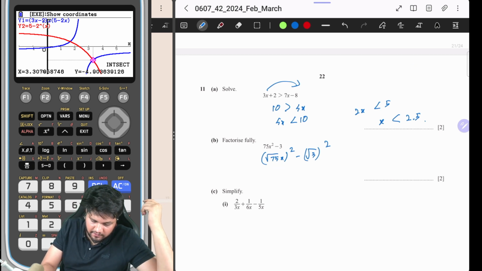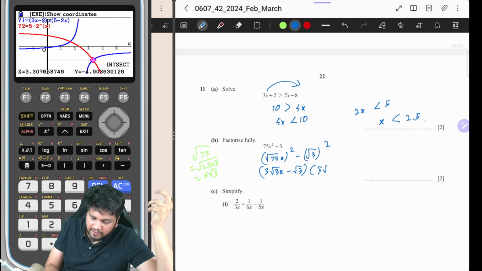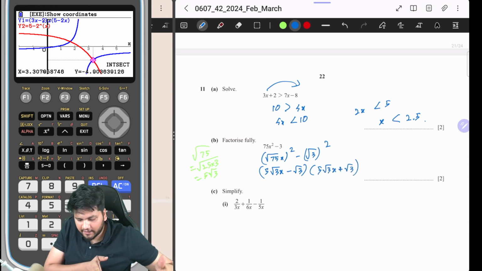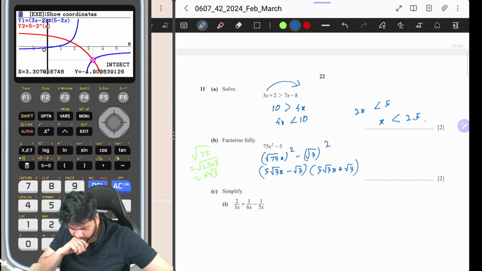Root 75 is root of 25 into 3. Square root of 25 is 5, so this is 5 root 3. Now I can write this as 5 root 3x minus root 3 and 5 root 3x plus root 3. That's it. Even if I want, I can take out root 3 common from each term.